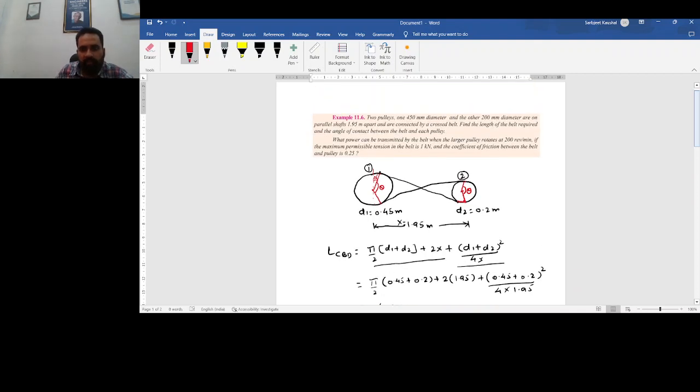So the next statement is, what power can be transmitted by the belt when the larger pulley rotates at 200 rpm if the maximum permissible tension in the belt is 1 kilonewton. All of us know the maximum tension in the belt is the tension in the tight side. So suppose here we have the tight side, here we have the slack side. The maximum tension here is 1 kilonewton, equal to 1000 Newton, T1. And the coefficient of friction is also given, 0.25. So we have to find the power transmission.